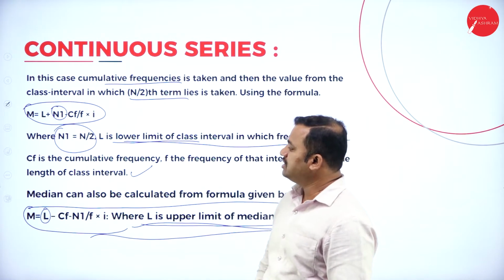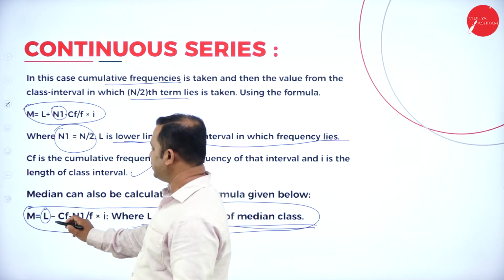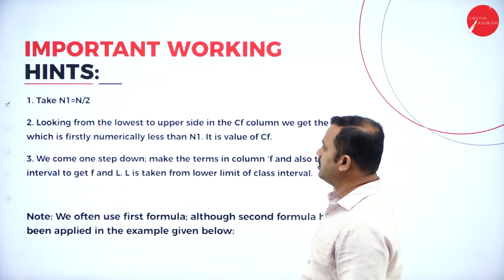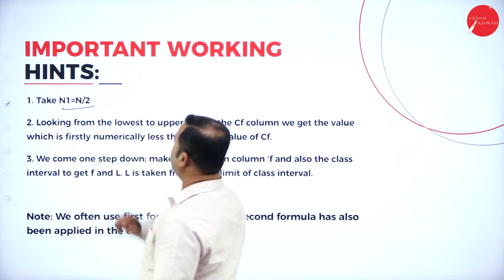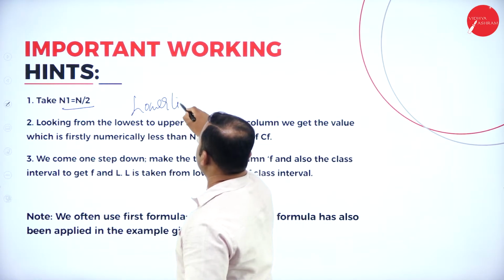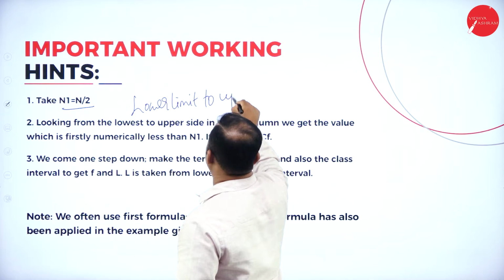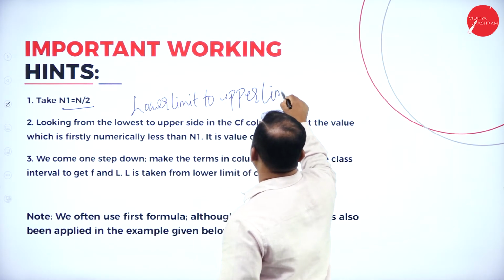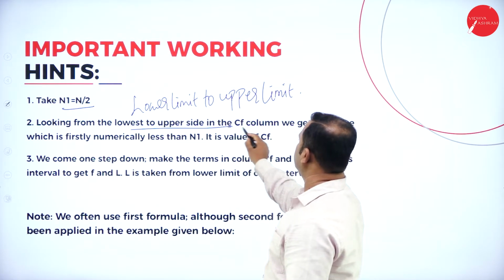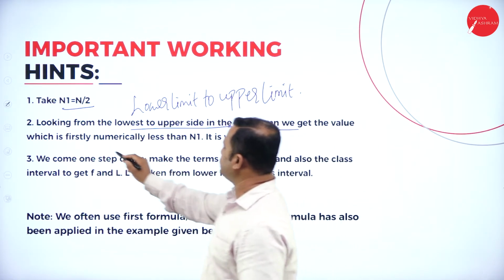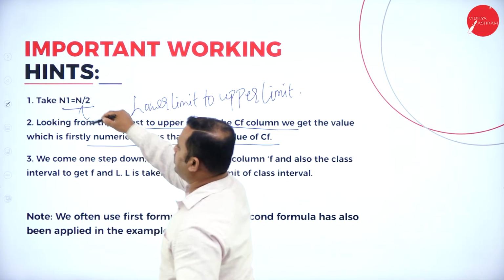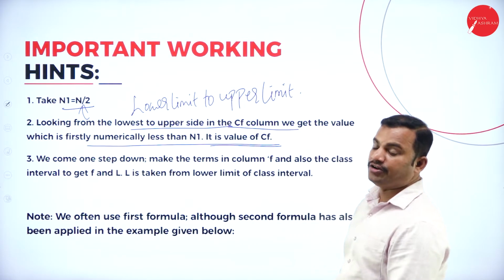For L − n1, we have the values like this, where n1 is equal to n by 2, that is, the total number of terms divided by 2. Looking from the lowest to the upper limit, in the cumulative frequency column we take the value which is firstly numerically less than n1, where n1 is equal to n by 2. That is the value of Cf, the cumulative frequency.